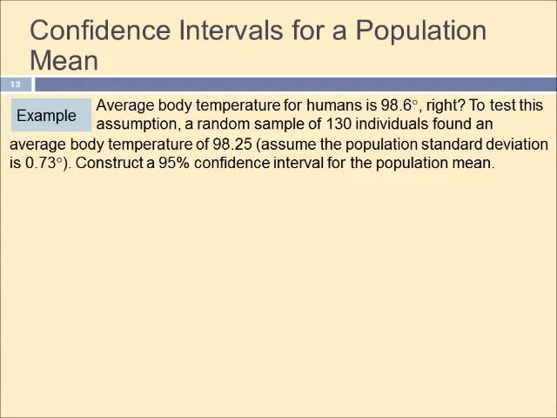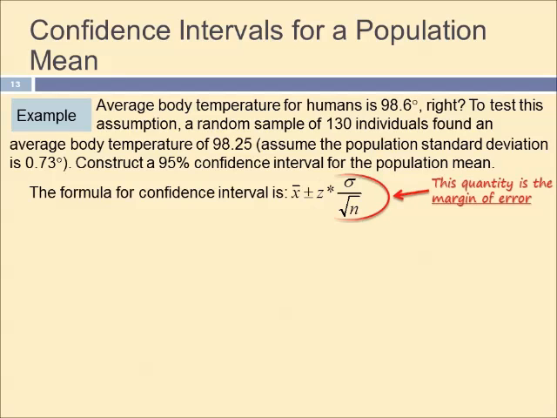So, let me do an example. Average body temperature for humans is 98.6, right? Well, let's test this assumption. A random sample of 130 individuals found an average body temperature of 98.25. And we'll assume that the population standard deviation is 0.73 degrees. Construct a 95% confidence interval for the population mean. So the formula for the confidence interval is here. This part of the formula is the margin of error. And x bar is our estimate.